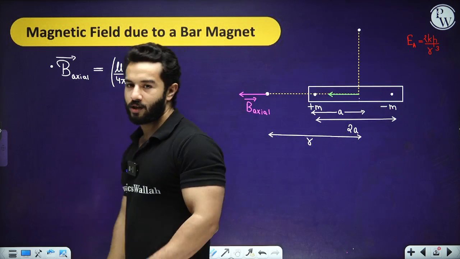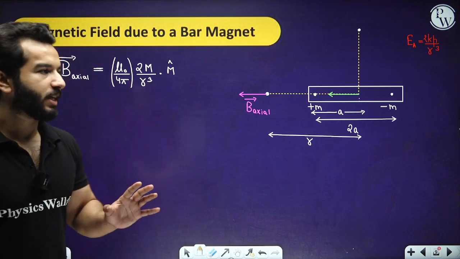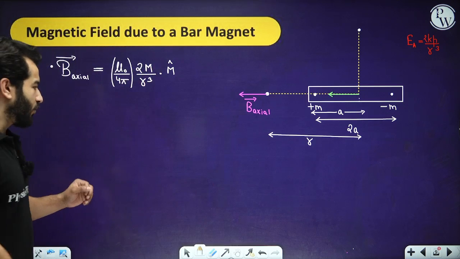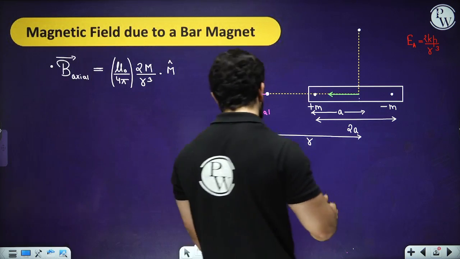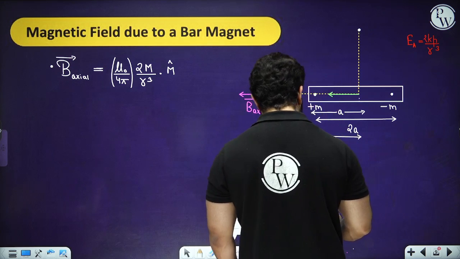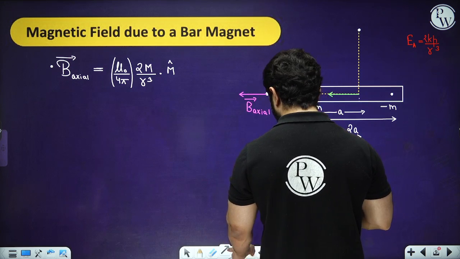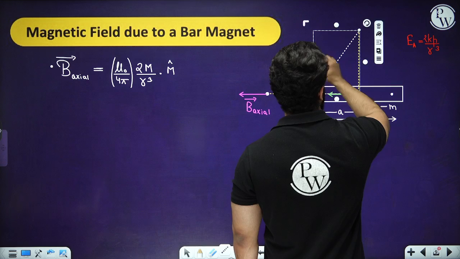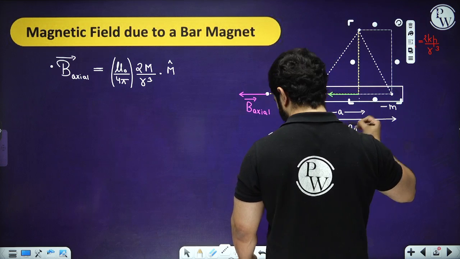So that's what we are seeing over here. Hopefully everything is clear. We don't need to derive this thing because the derivation is very, very easy. Now if you want to know at the equatorial point, we can at least draw the vectors over here. We know what this distance is, we know what this distance is, right?